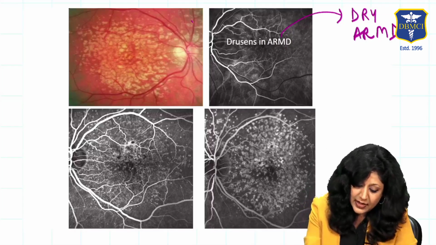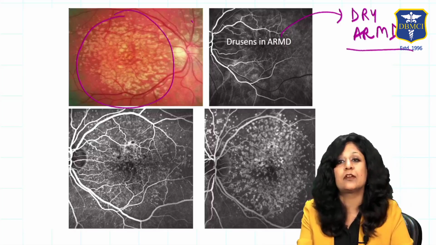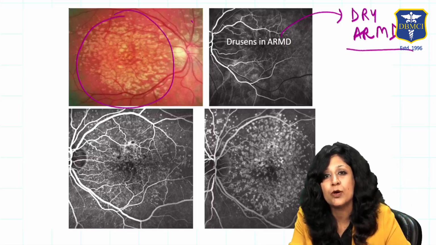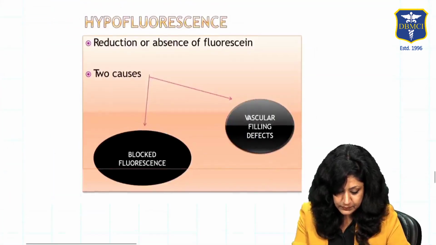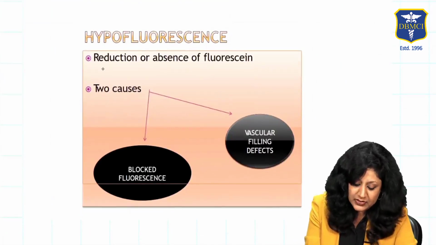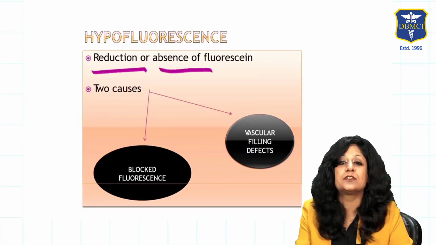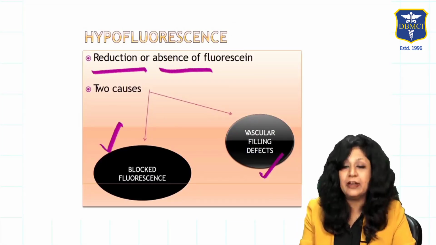See, their number is very high at the macula. Because this is ARMD, macular degeneration, they will be uniformly affecting the macula. So this is very typical of the drusens. Then coming to the hypofluorescence. Hypofluorescence means either there is a reduction or there is absence of the fluorescein. So it will either block the fluorescence or there will be a filling defect.